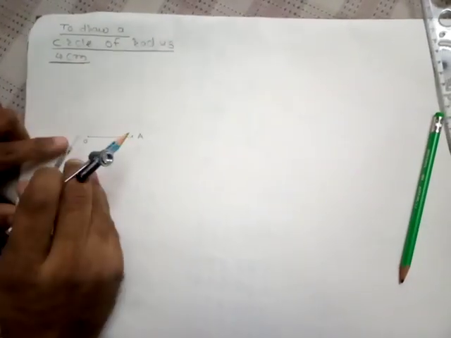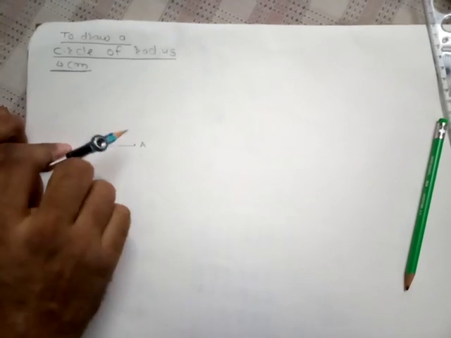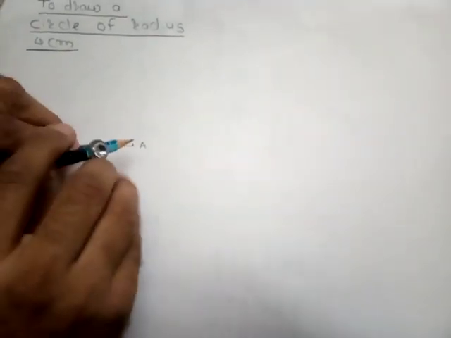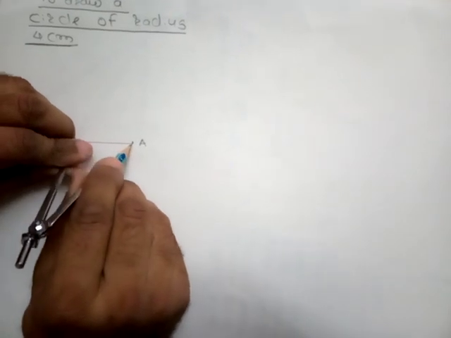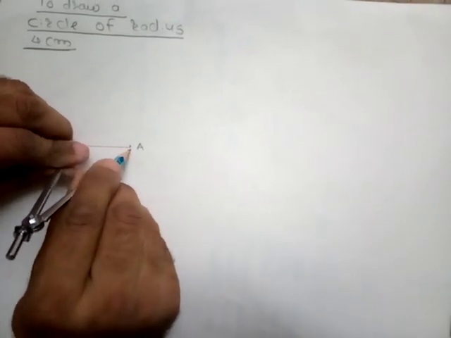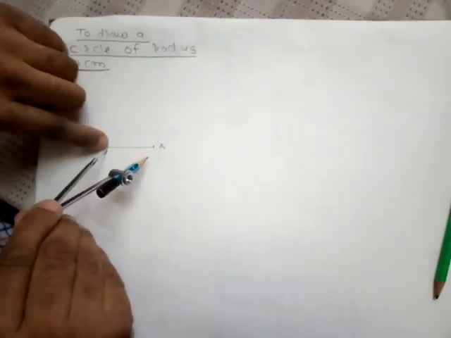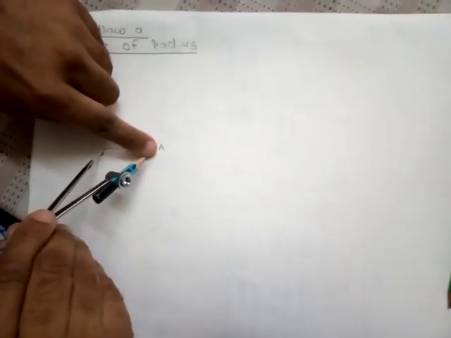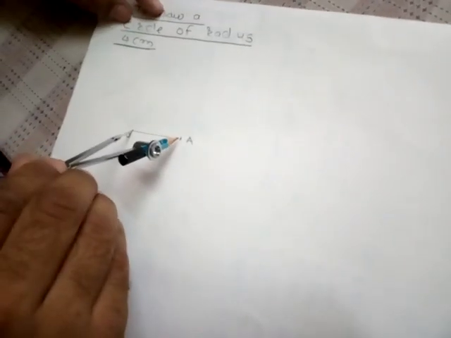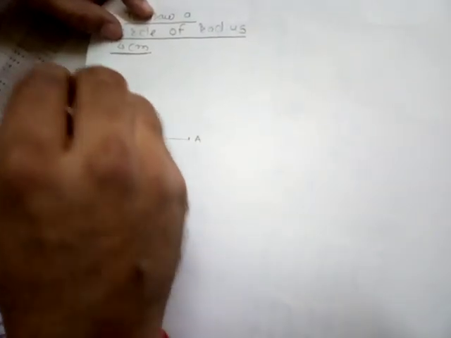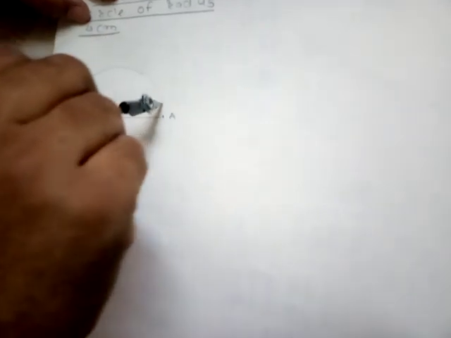Now with O as the center, we are going to keep the tip of the compass on O, and we are going to align the point of the pencil with A so that the distance between the tip of the compass and the point of the pencil will be 4 centimeter. Now we have a distance equal to the radius between the 2 points of the compass. We can draw a circle easily.